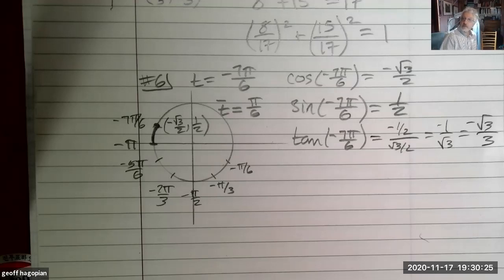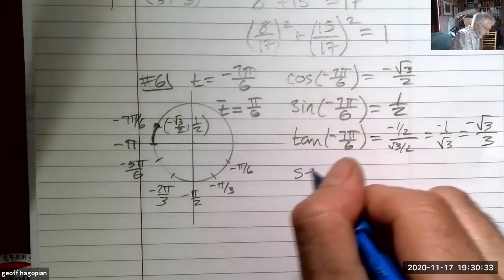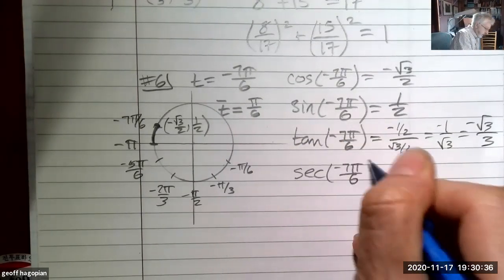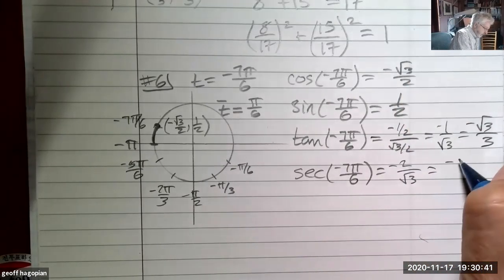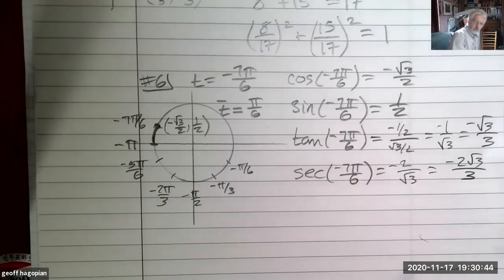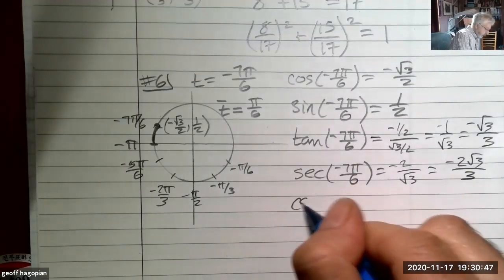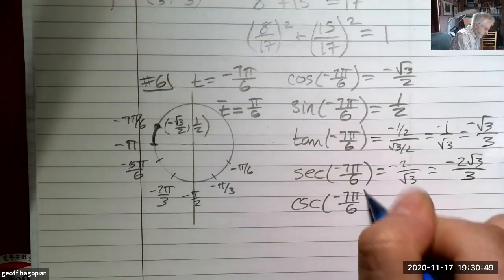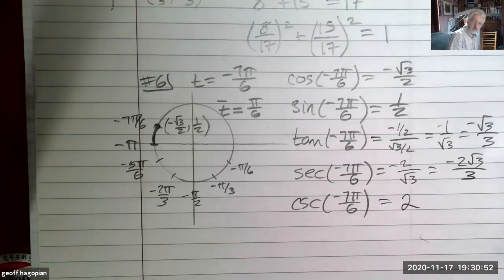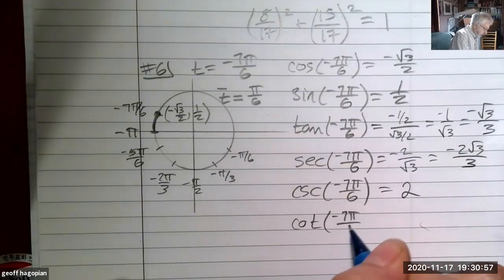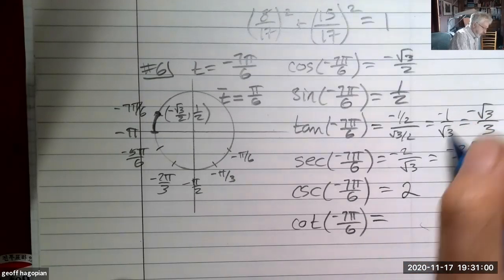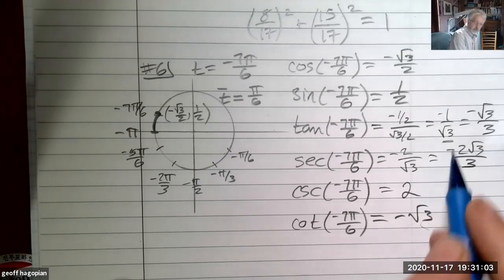So what else do they want us to do? The other trig functions. All right. So secant of -7π/6, well, that's the reciprocal of cosine. So you'd say that's -2 over √3, which more properly speaking, you'd rationalize the denominator, right? Cosecant of -7π/6, that's the reciprocal of sine. That's easy. That's just 2, right? And cotangent, that's the reciprocal of tangent, which is negative √3. Just take the reciprocal of that guy, right?